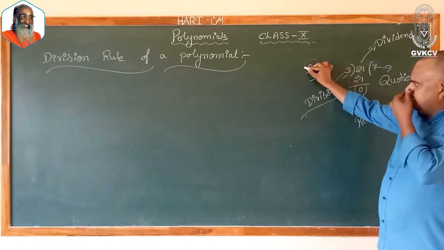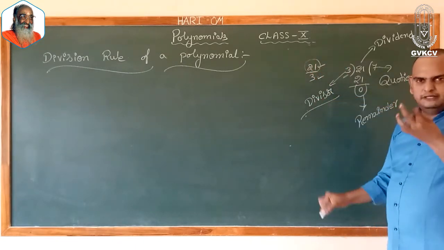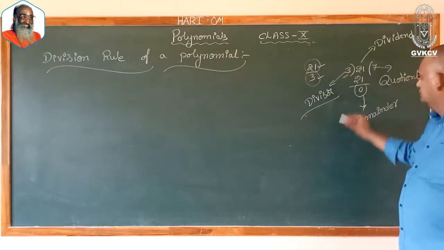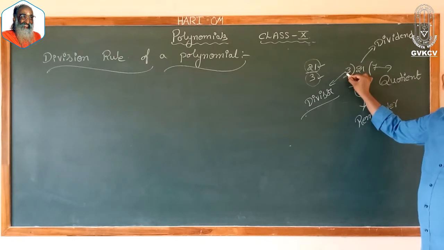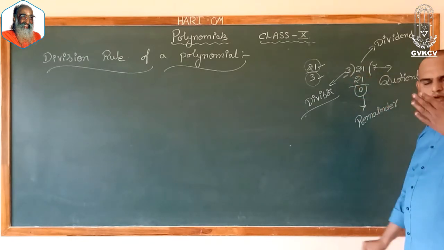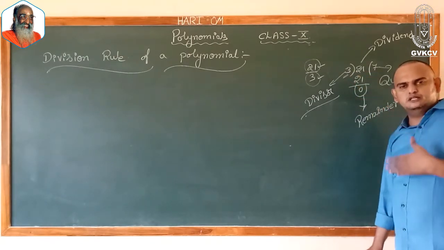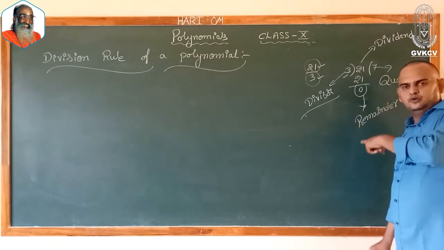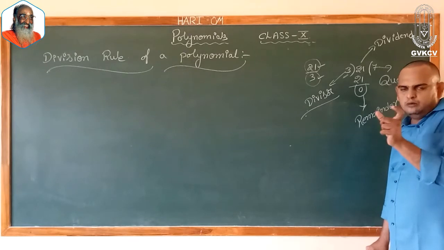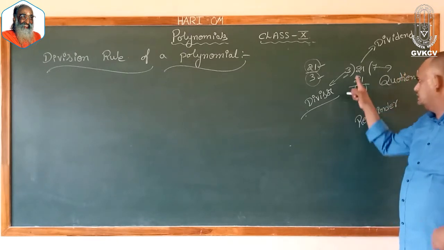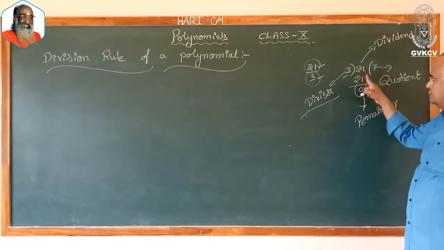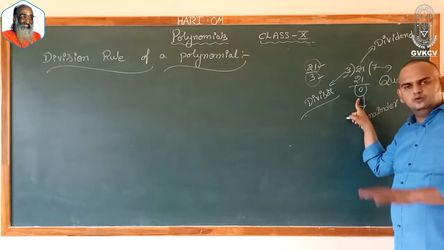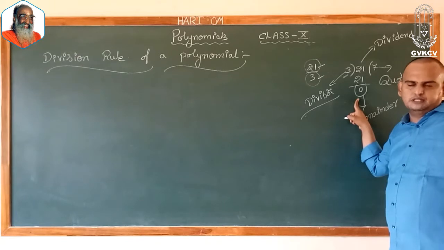So when 21, a bigger number, is divided by a smaller number, we go to the table of 3. 3 1s are 3, 3 2s are 6, 3 3s are 9, 3 4s are 12, like that. 3 7s are 21. So that is the suitable multiple we can take. 3 7s are 21, so the remainder is 0. Once the remainder is 0, we stop our division process.